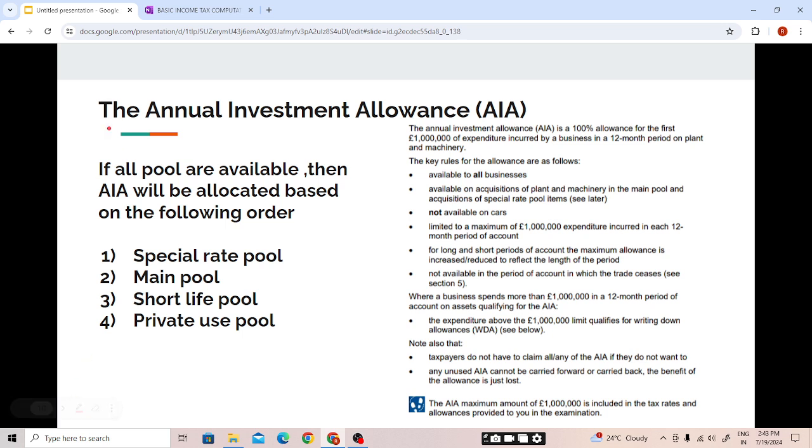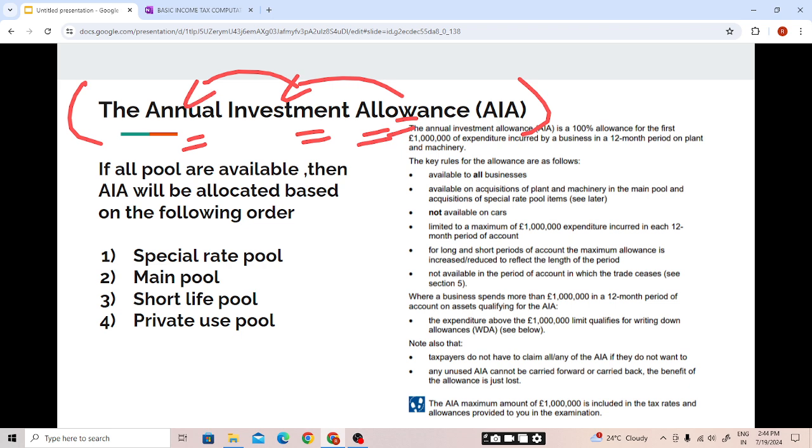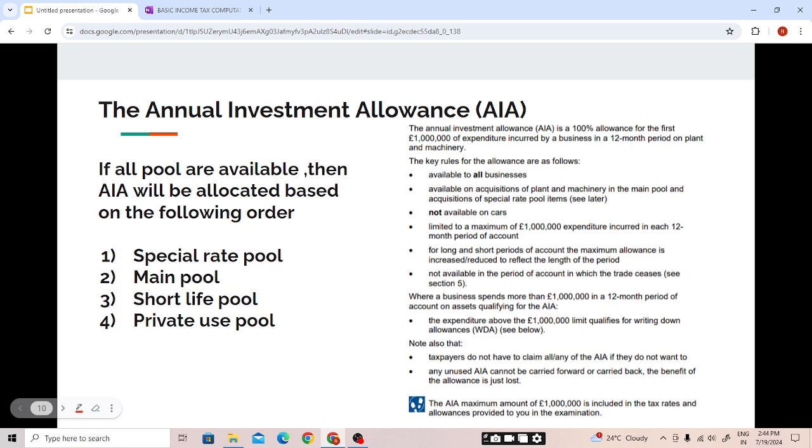Now coming to the AIA, annual investment allowance. What does AIA mean? AIA, we have already seen, it is an allowance. It is on investment and it is calculated annually. Capital allowance, we have three types of allowance: AIA, FIA and WDA. And AIA means allowance which is provided on the investments and it is provided annually. I hope this is clear. Now the annual investment allowance.